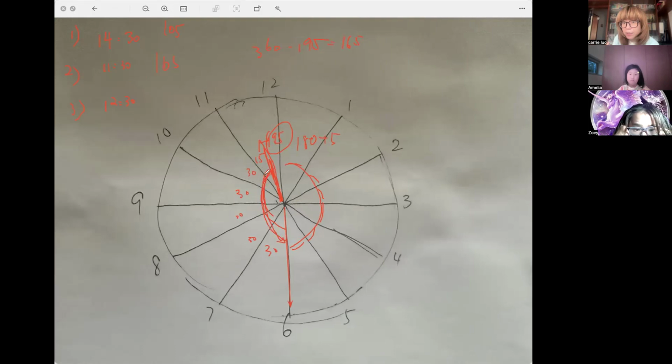You have to have the ability to take a look and tell me which angle is smaller than 180 and the other one is bigger than 180. Get it? Okay, last one. So, sorry. Last one is 12:30. Okay, so let's take a look at this one.